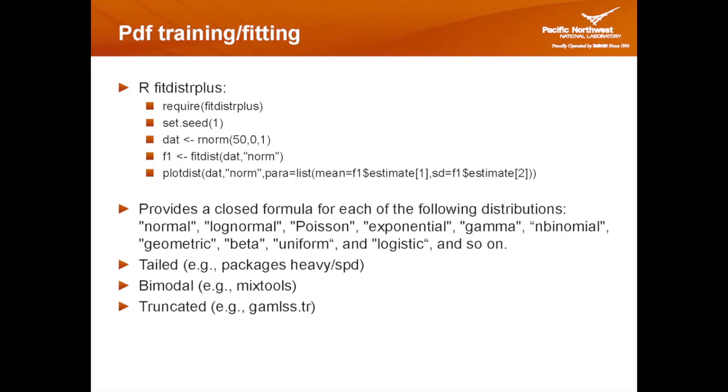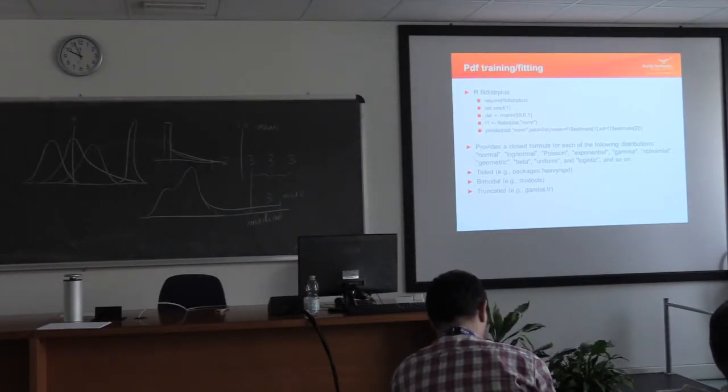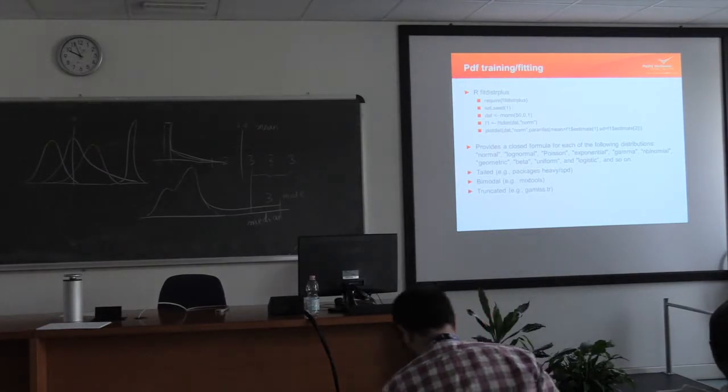This is what I will be showing you this afternoon. We can play with different packages in R to fit different types of distributions. There are several packages, and you'll be seeing one of them this afternoon. You can fit any type of distribution given your measurements, for example normal, log normal, Poisson, exponential, gamma, beta, uniform, etc. For tail distributions, if we have time, we can play with these packages. For bimodal and truncated distributions, we have some solutions.